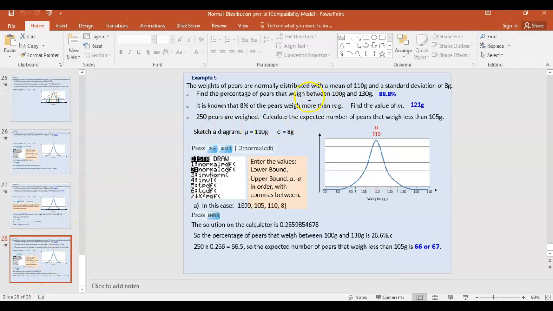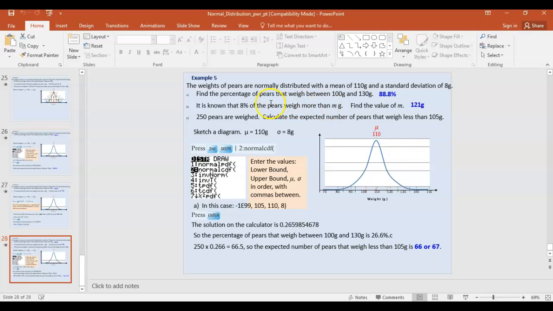Okay, so here was a normal distribution. Let me go back to inverse normal. If you look at B, it says it is known that 8% weigh more than m. So m is our variable. If 8% weighs more than m, how much weighs less than m? Because if we talk about 8% above m, or to the right of m, that's not what needs to go into our calculator. So if there's 8% to the right, that means there is 92% to the left. And that's the percent that we're going to need.